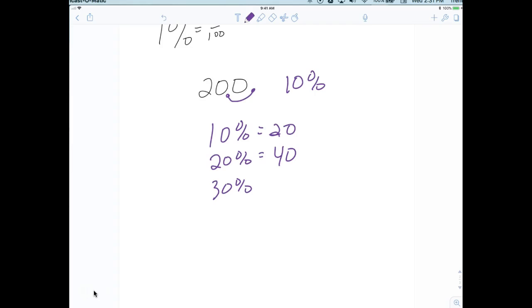So again, 10% was what? 20, agreed? So I multiply that by 3 to get what? 30%. So I multiply that by 3, and that tells me what? 60. Everybody with me? All right?